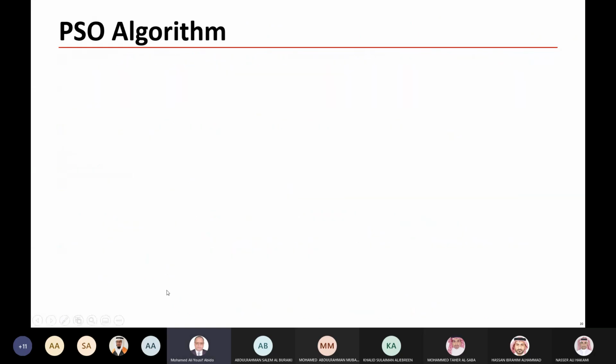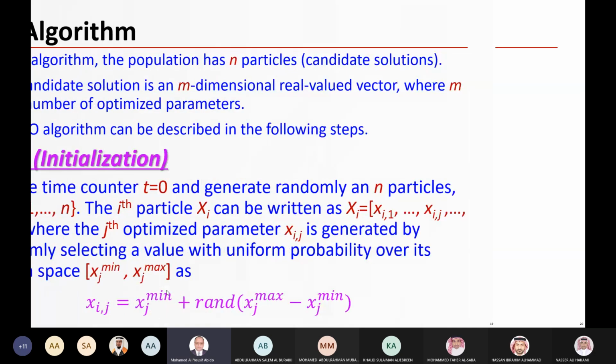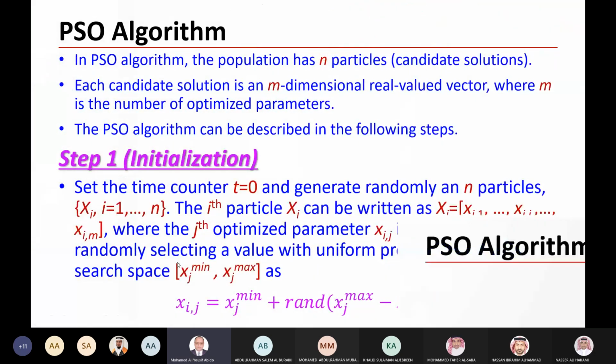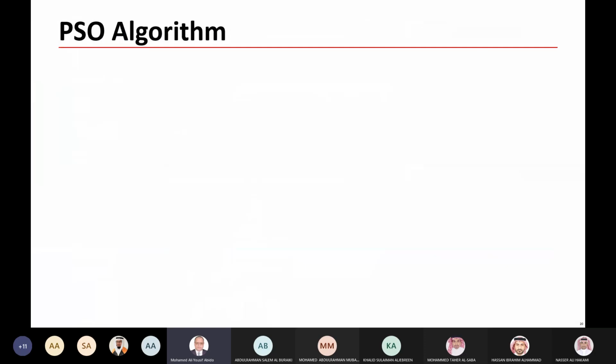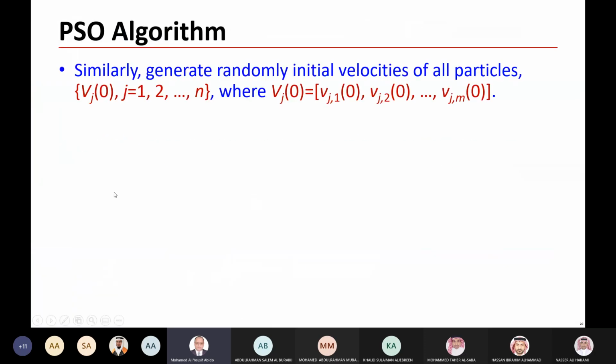In addition to position, in addition to the particle here, you also initialize the velocities. In velocities, you generate randomly initial velocities of all particles. If you have 50 solutions, you generate also here 50 velocities. You have solution 1, velocity 1, solution 2, velocity 2, and so on. So you generate here the randomly initial velocities in all particles.